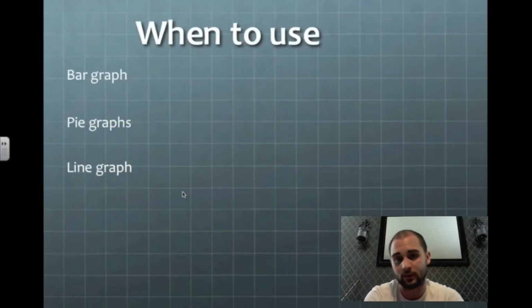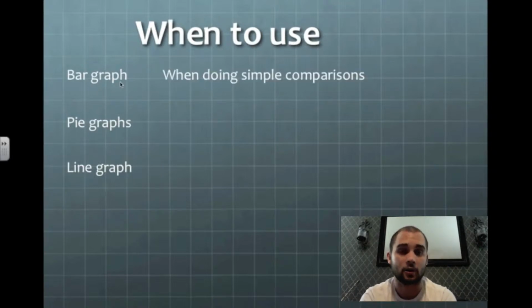So when to use each one of these graphs. So a bar graph, you'd use that for doing simple comparisons. So let's say your class voted on a class president, and you wanted to show the difference between the amounts of votes the different candidates got. So that would be a simple comparison there. You're comparing votes to people. So that'd be a bar graph.